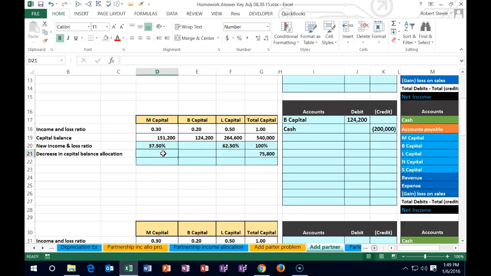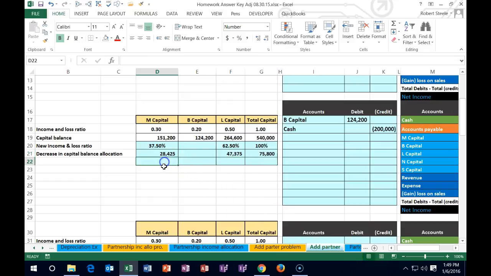So in D21, we can do that with a formula, equals the 75.8 times the 37.5%, which means that we're going to have to debit M's capital account, reducing it by 28,425. In F21, equals the 75.8 times the 62.5%, and that gives us the 47,375. If we add those two up, of course, that adds up to the 75.8.